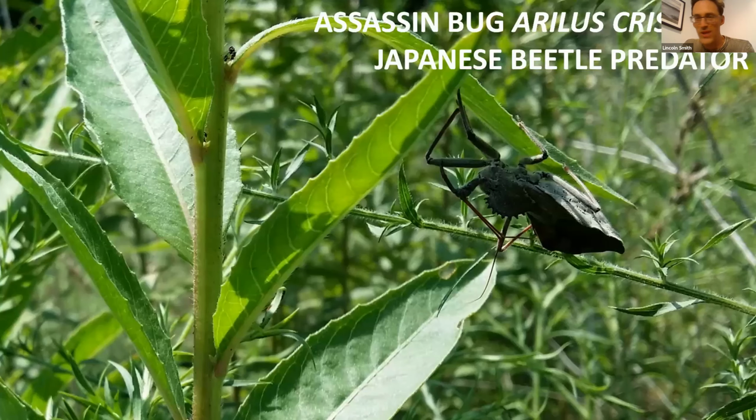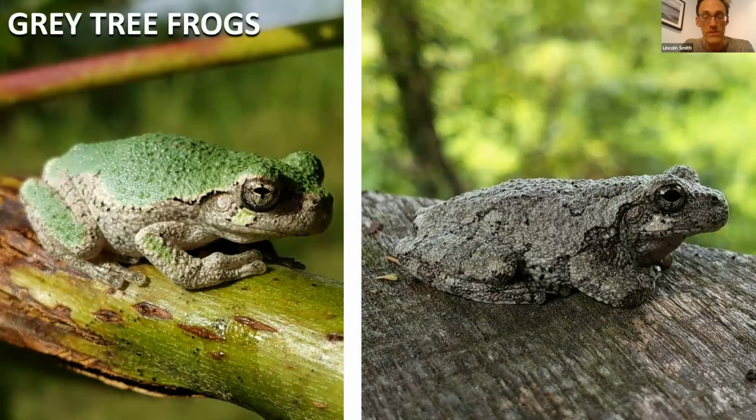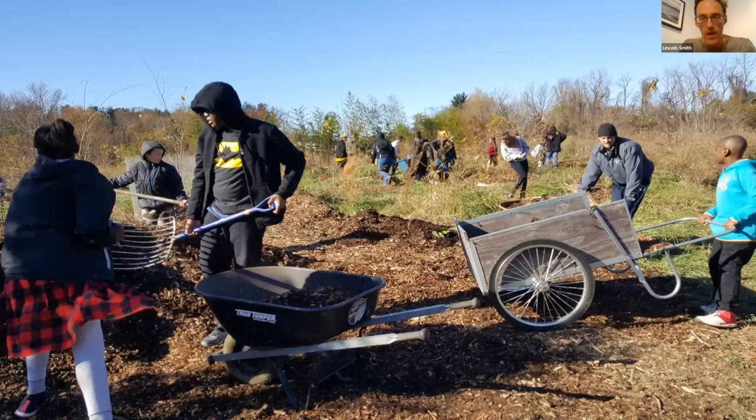Here's another slightly scary predator bug, assassin bug. Those are fun to see. We've seen the gray tree frogs come in. They're really tiny. They look kind of big in this photo, but again, helpful with pests. So that's the sort of plants and wildlife side.